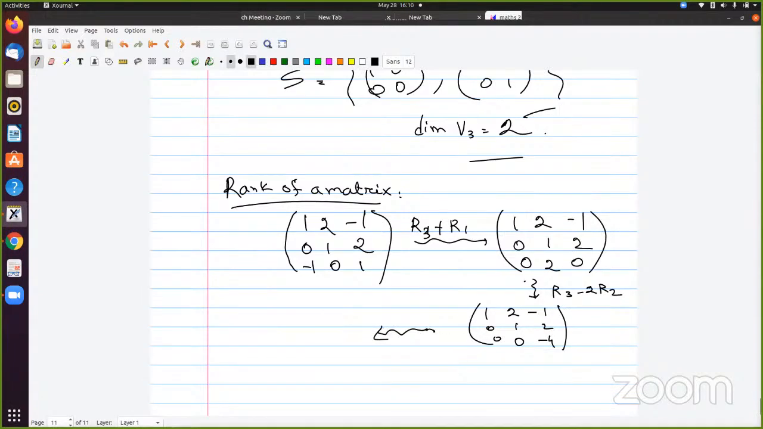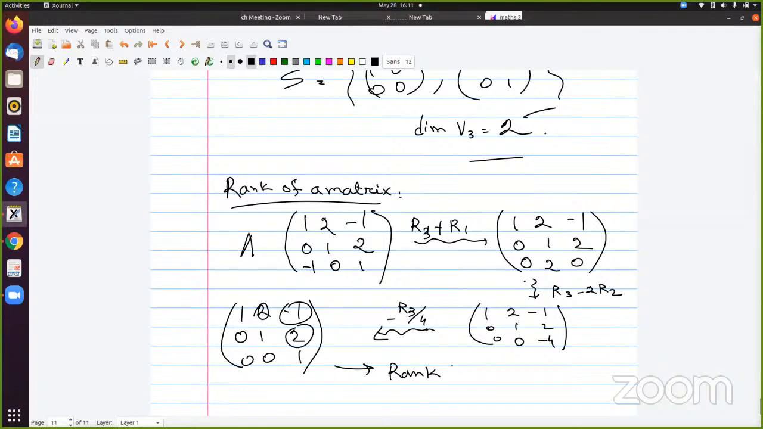And again, what I have to do? R3 divided by minus 1. So 1, 2, minus 1, 0, 1, 2, 0, 0, 1. By here itself, we can know that there are 3 non-zero rows, so the rank is 3. But it is better to convert to echelon form, so 3 more steps to make these 0. So this is A, suppose.